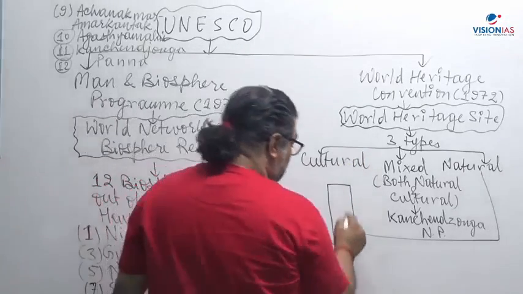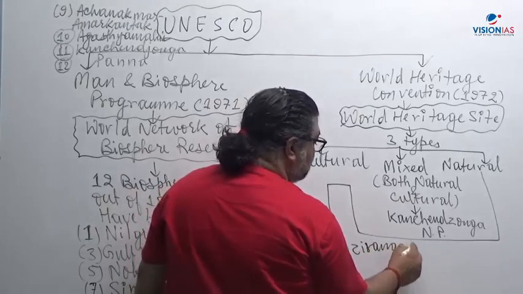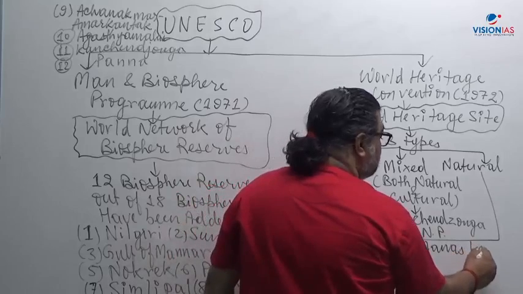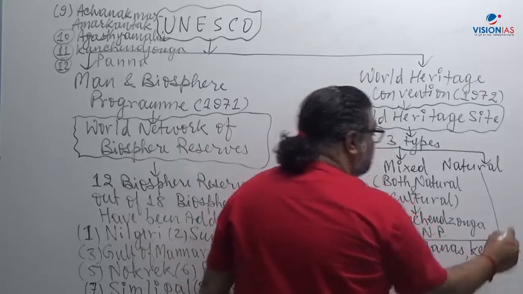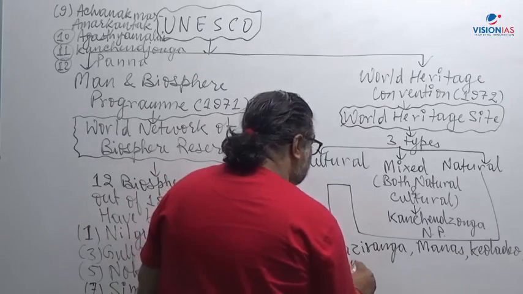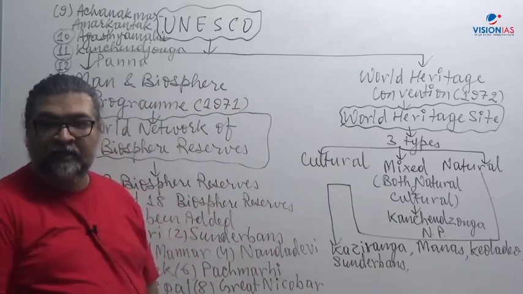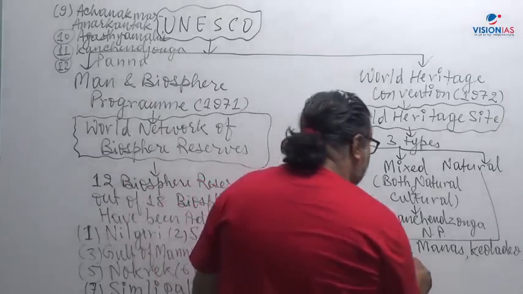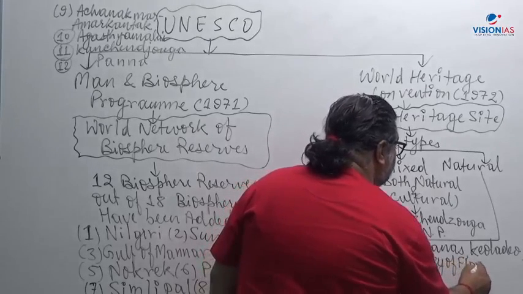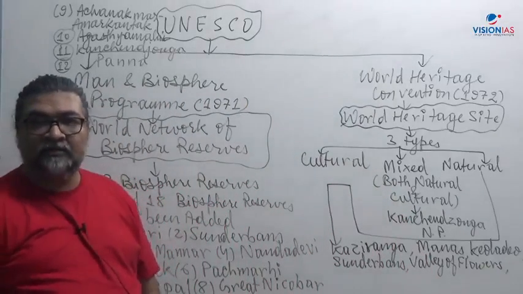So here: Kaziranga in Assam. Then Manas Wildlife Sanctuary in Assam. Keoladeo Ghana National Park in Bharatpur district of Rajasthan. Then Sundarban National Park, West Bengal, the 4th one. Then Valley of Flowers National Park, which is part of Nanda Devi Biosphere Reserve. Nanda Devi and Valley of Flowers in Uttarakhand.